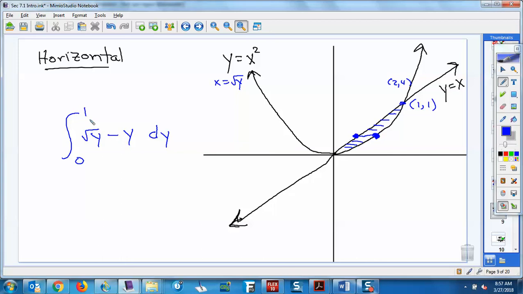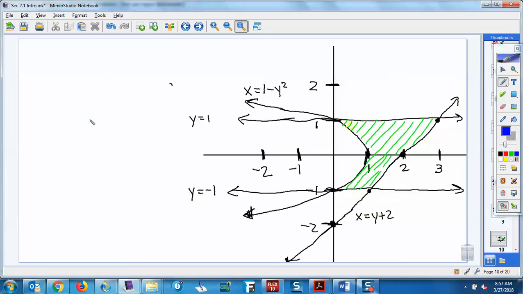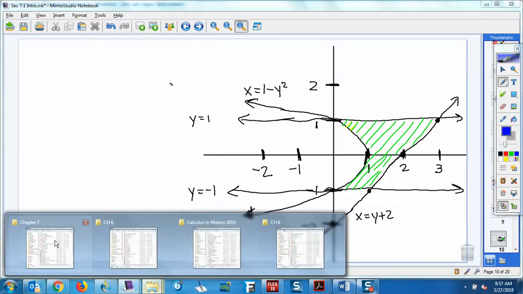Now you didn't have to do that in number 1 on the homework. You didn't have to do that, but, okay. All right, so finally, this one right here. I think it's either number 3 or 4 on your homework. Let me pull that up here real quick.